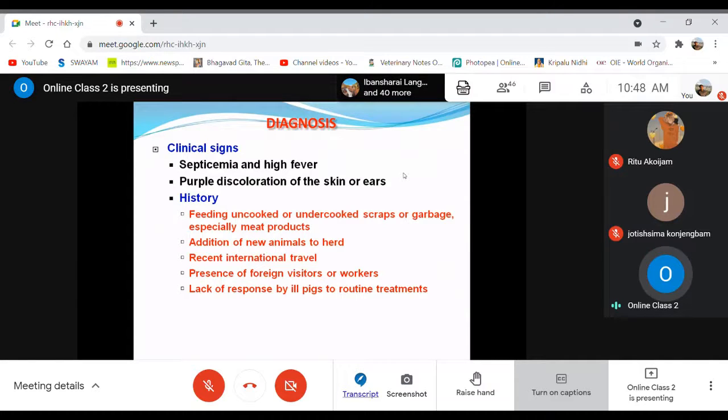That means when you are going for routine treatment using antibiotics, but the pigs are not responding to that kind of treatment, because there is no specific treatment for viral diseases, right? So they will not respond, and they would go on showing the clinical signs and symptoms, and high morbidity as well as mortality used to be there. So these things are very much important so far as clinical diagnosis is concerned.